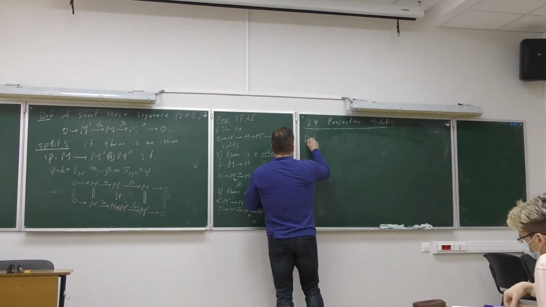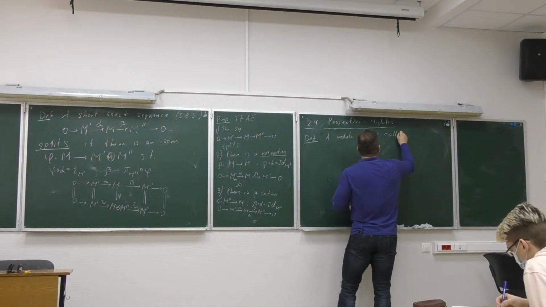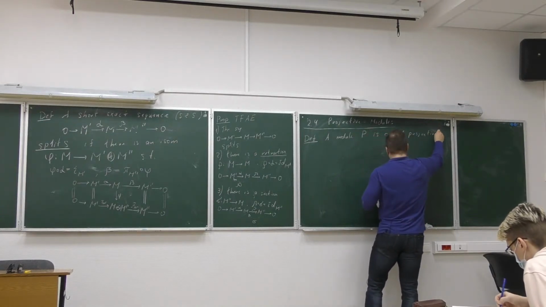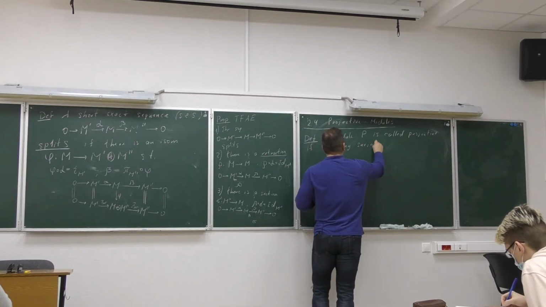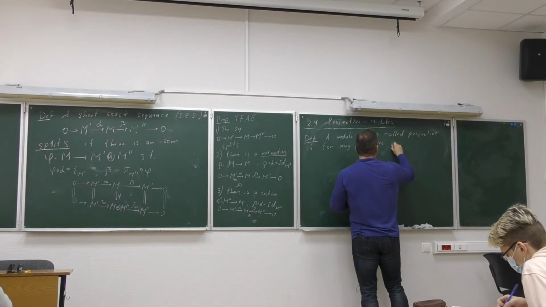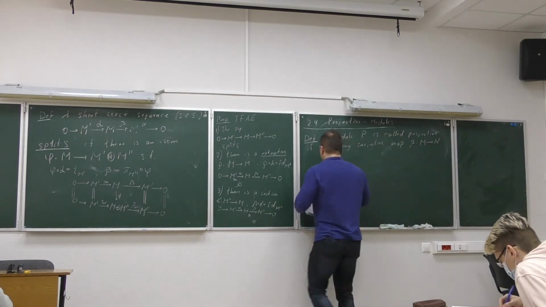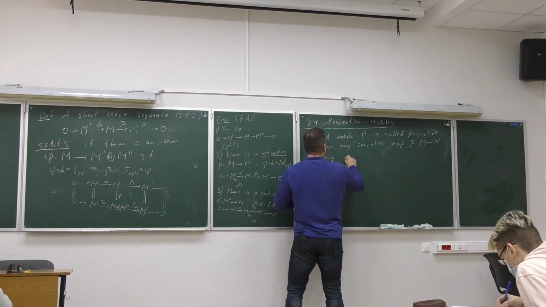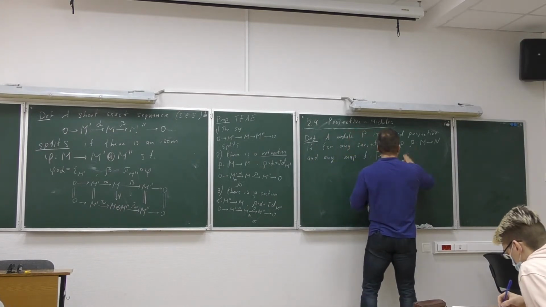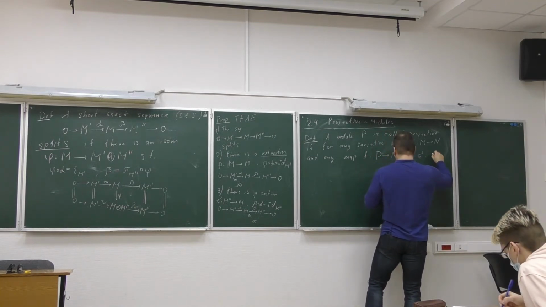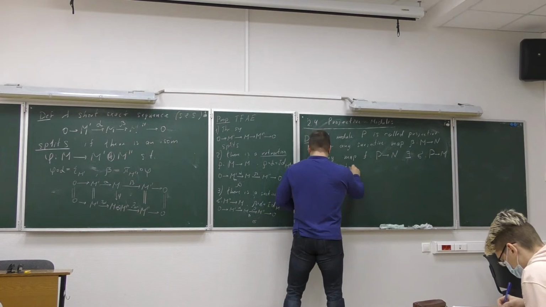So first definition, a module P is called projective if for any surjective map of modules, of course, beta, M to N, and any map f, P to N, there is a map sigma, P to M, such that the composition of beta and sigma is equal to the map f.